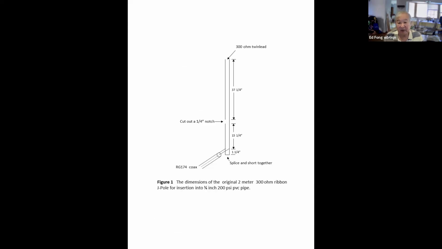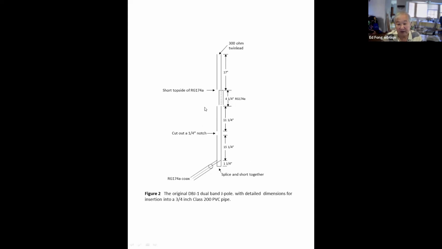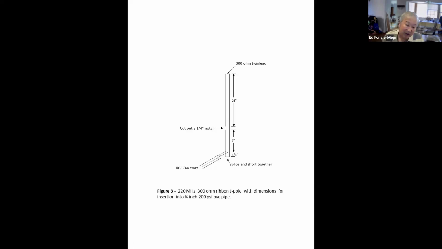So here I'm stuck with this. Here's the dimensions of the 2 meter J pole. Here we added the UHF. And this is what we basically want to do. This is when I looked at it. Here's the dimensions for a 220 J pole. Get one working, make sure it works. Yeah, you take the dimensions, about 25, 26 inches here, about 10 inches there, tap it off at about 3/4 inch. It resonates.